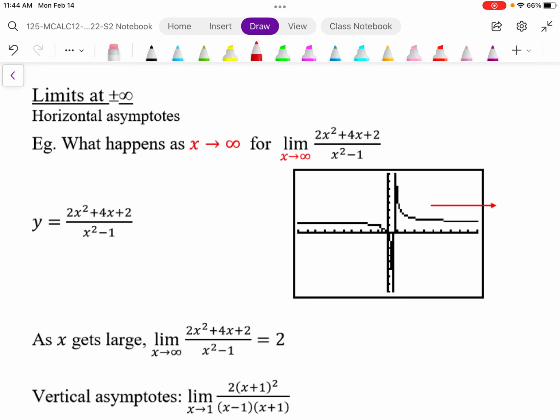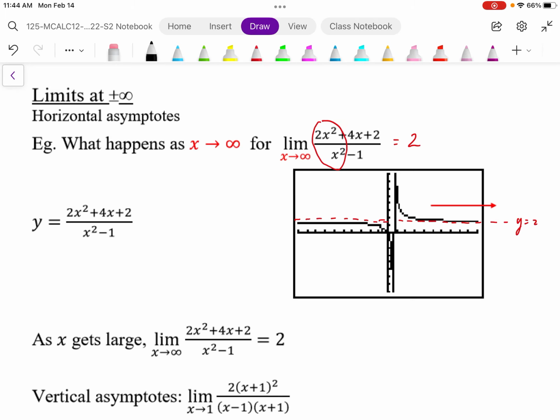So the way we did it before was we usually looked at the two highest powers and took the ratio of those two highest powers and said that, well, if x is infinite, then really we're just comparing the highest powers. So you get a y value of 2. So what ends up happening is we get a horizontal asymptote at y equals 2.